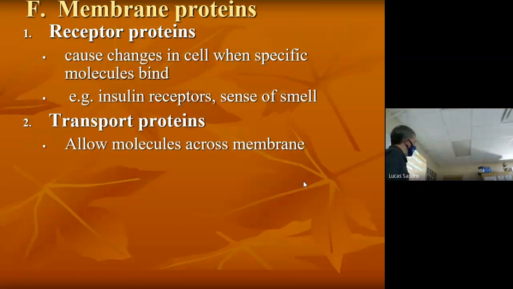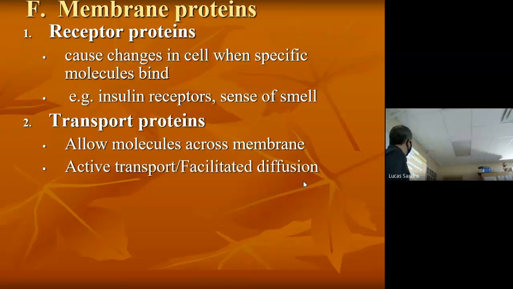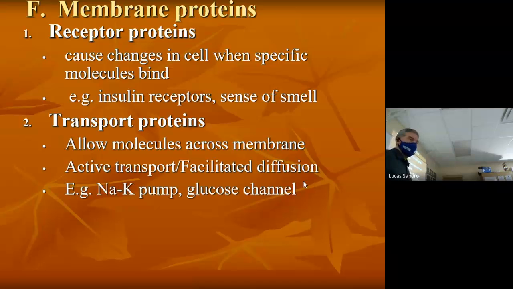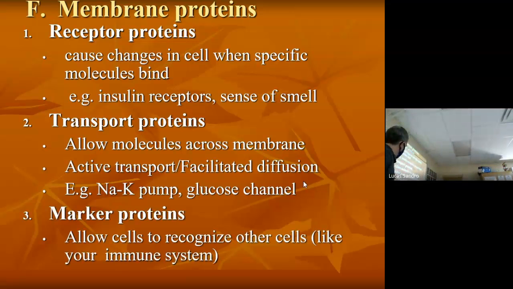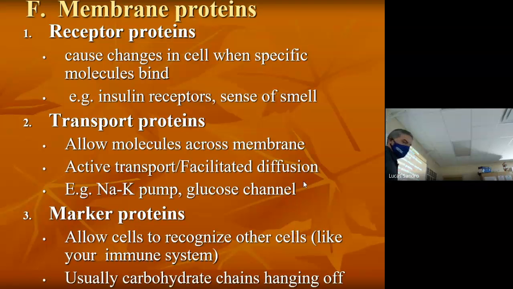Transport proteins, remember, allow stuff across, in both active transport, like the sodium-potassium pump, and facilitated diffusion, the channel protein, right? Both of those things would be examples of that. And finally, the marker proteins, which allow cells to recognize other cells, particularly important to the immune system. And it's usually, remember, carbohydrate chains that are hanging off of those marker proteins that serve as the ID tags.